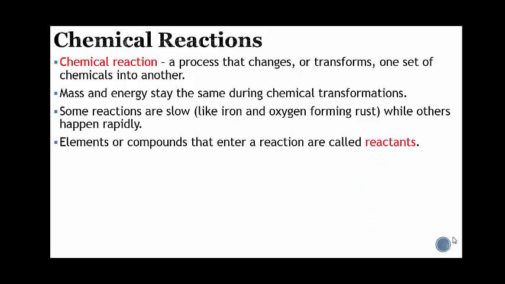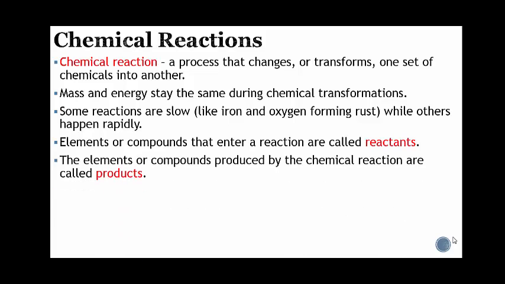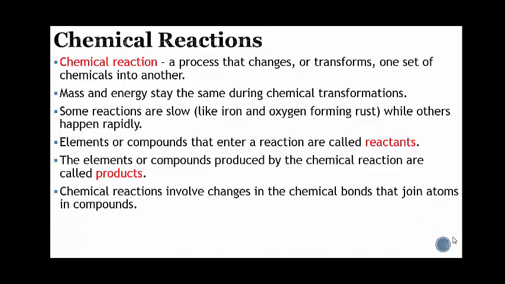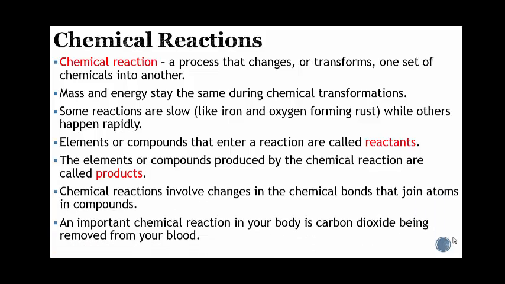Elements or compounds that enter a reaction are called reactants. The elements or compounds produced by the chemical reaction are called products. Chemical reactions involve changes in the chemical bonds that join atoms and compounds. For example, an important chemical reaction in your body is carbon dioxide being removed from your blood. Well, what does all this mean? What are these reactants and products?